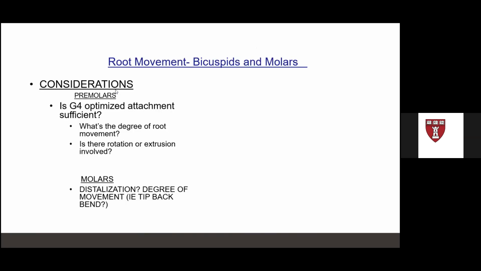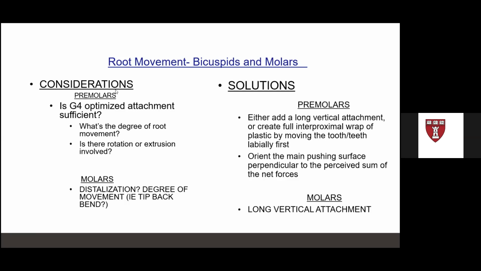So when you look at root control for premolars and molars, in terms of just grouping posterior teeth together, are there optimized attachments for premolars? The answer is yes. Are there optimized attachments for molars for root tip? The answer is no. So what are your considerations and solutions?